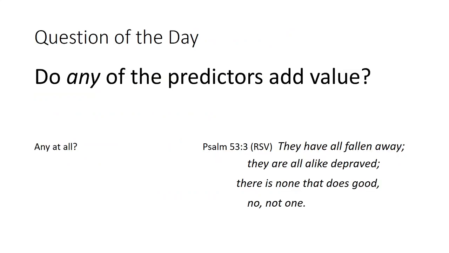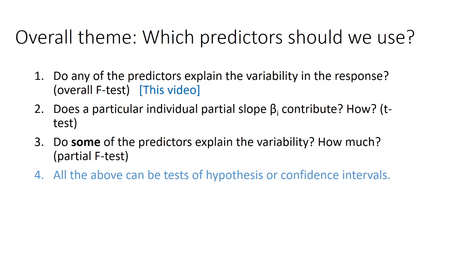So the question we're going to start off with is, does any of the predictors add value? Any at all? For example, we're looking for righteous people. They have all fallen away. They're all depraved. There is none that does good, no, not one. So none of our predictors are any good. Now, just as an aside, our worth from God does not come from our utility, but from our inherent worth. But we're just talking about utility and misusing the Bible verses for today.